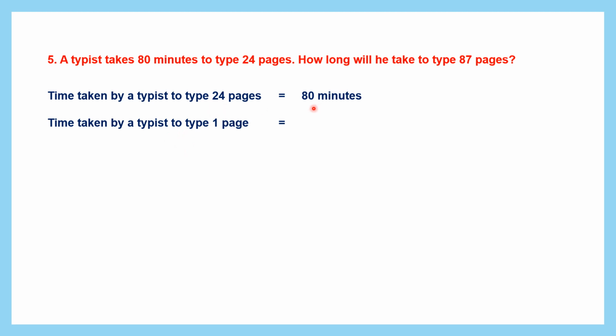So for 24 pages, he took 80 minutes. For one page he'll take less time, isn't it? He won't need 80 minutes because 80 minutes is for 24 pages. So he'll need less time. That means division. We have to divide 80 by 24. Now, we can reduce this to the lowest term. 80 by 24. We can divide both by 4. So let's divide both by 4 and see what we get. 4 2s are 8, so 4 into 20 is 80, and 4 sixes are 24.